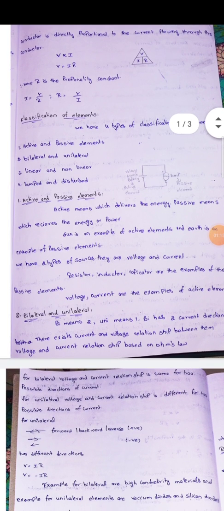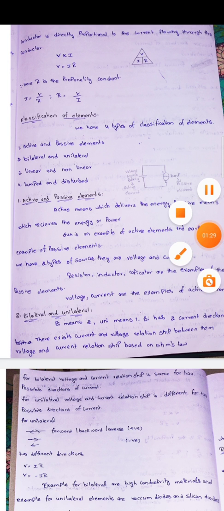Here we have two types of sources: voltage and current. Resistors, inductors, and capacitors are examples of passive elements, and voltage and current sources are examples of active elements.